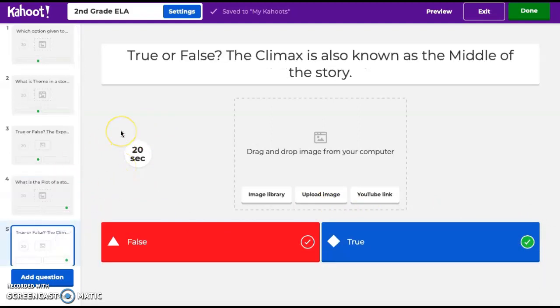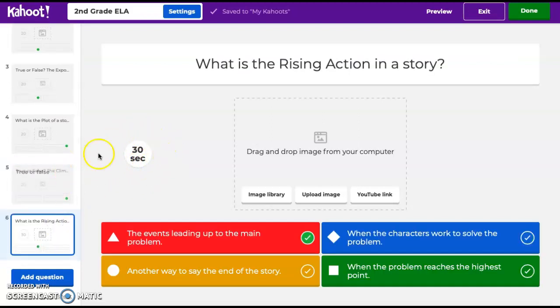The fifth question I have is another true or false one, and it says true or false, the climax is also known as the middle of the story, and that is true, which is why the blue box for true has the green check mark, and I have also given 20 seconds to answer this question. The sixth question I have, I gave 30 seconds because it has 4 options instead of 2 or 3. So I gave my students a little bit more time to be able to answer that question.